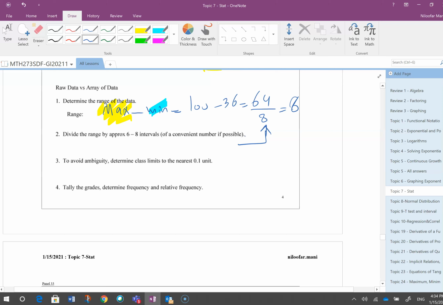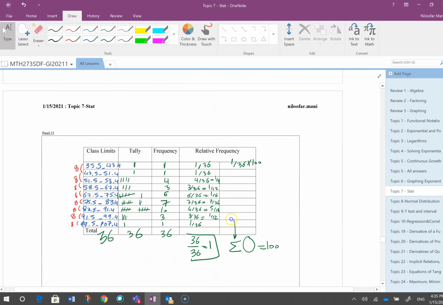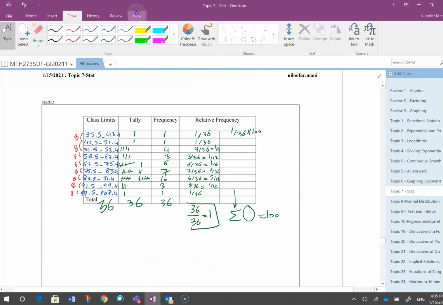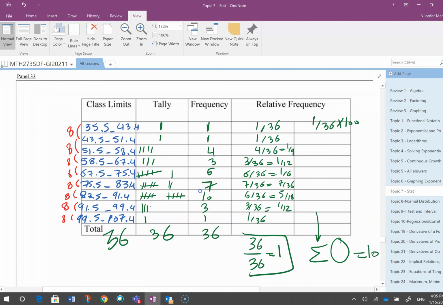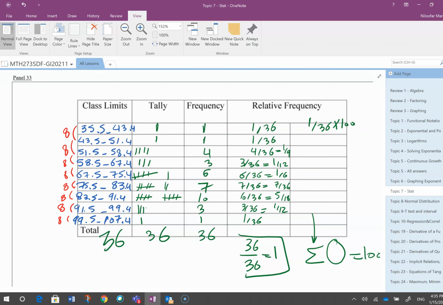We can do this or we can do this. I'm going to show you what I mean. For example, I have 36. I could start from 35.9, or I could start from 35.5, and then I continue. Look at this, let me zoom in. See, I have 36.